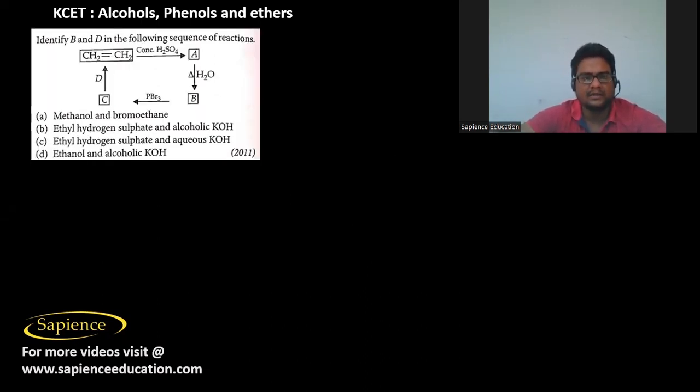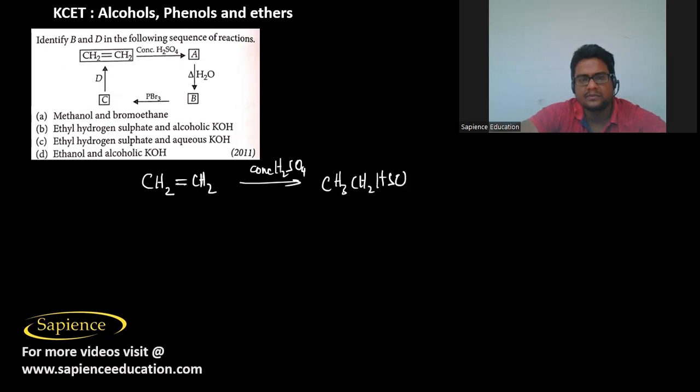Here it is told to identify B and D in the following sequence of reactions. When ethene, which is CH2=CH2, reacts with concentrated H2SO4, it forms A. The compound A will be CH3CH2HSO4, which is the compound A.